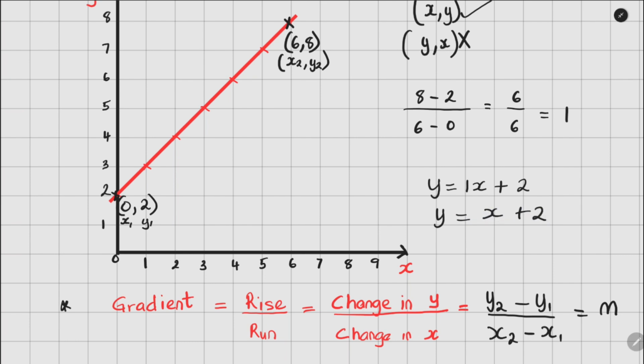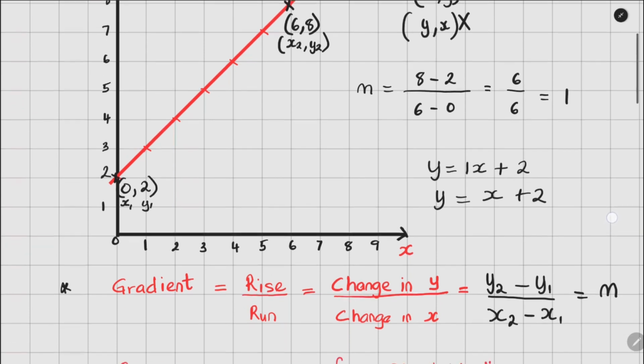So whenever you're told to find the equation of a line and you're given 2 points, this is what you need to do. First and foremost, you find your gradient, which is your m, changing y over changing x, and then you identify where your line cuts the y-axis, and you put that together.